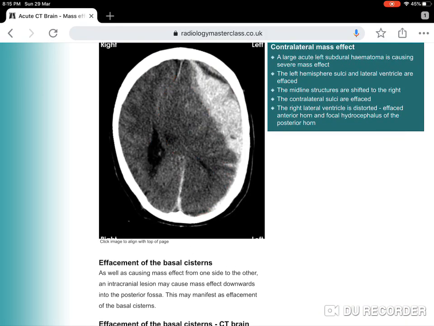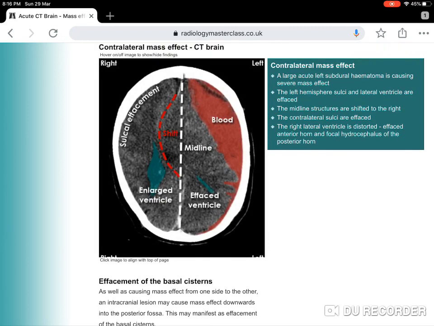A large acute left subdural hematoma is causing severe mass effect. The left hemisphere sulci and lateral ventricle are effaced. The midline structures are shifted to the right. The contralateral sulci are effaced. The right lateral ventricle is distorted, with effaced anterior horn and focal hydrocephalus of the posterior horn.